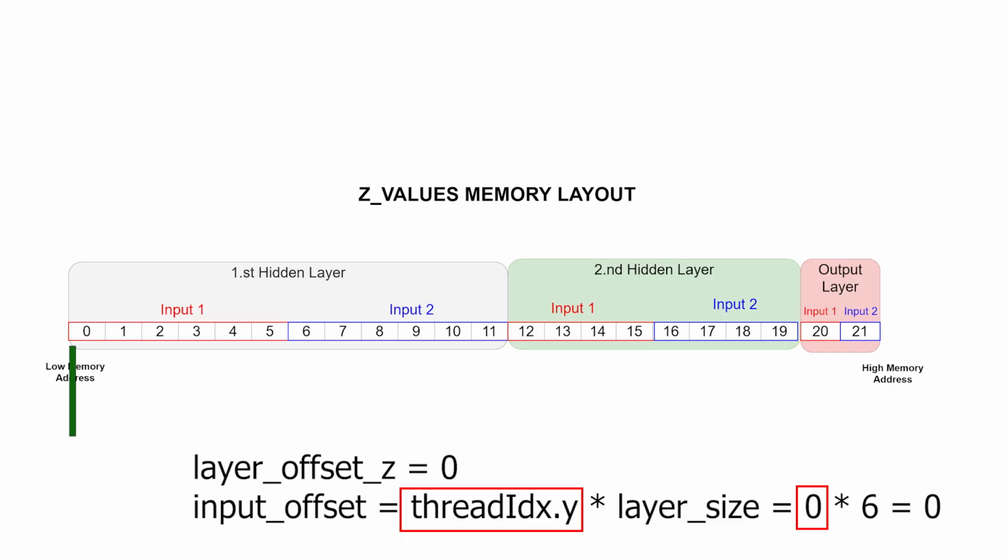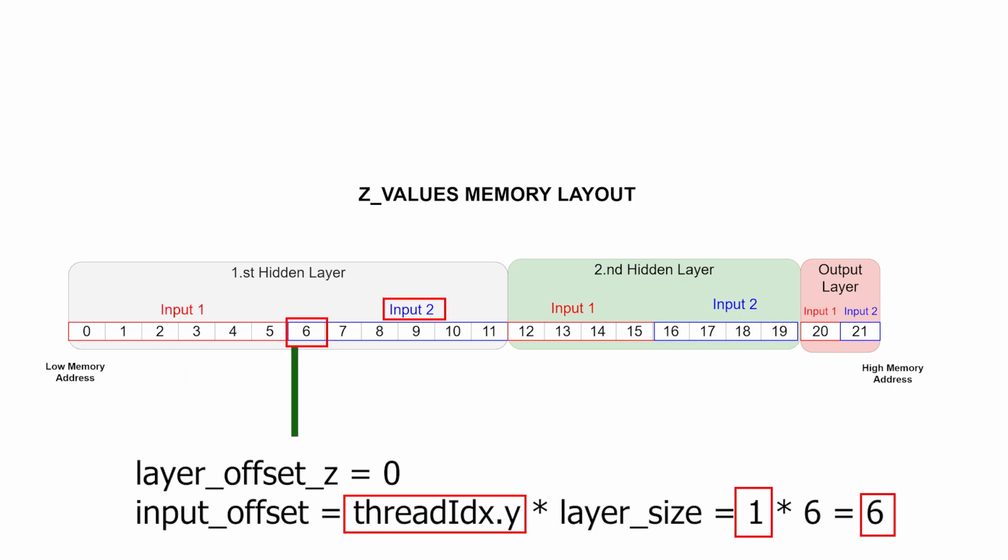Here is a small animation which explains the indexing. All the threads with threadIdx.y equals 0 will take care of the first input, because 0 times 6 equals 0, which is the beginning of the array. The threads where the threadIdx.y variable equals 1 will take care of the second input.